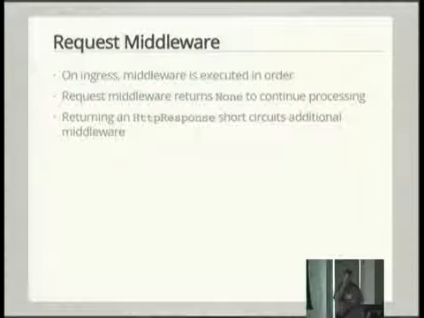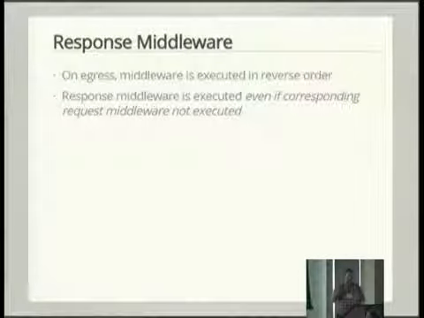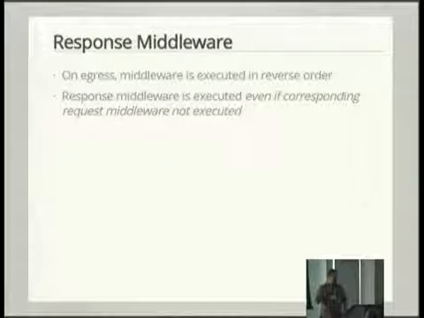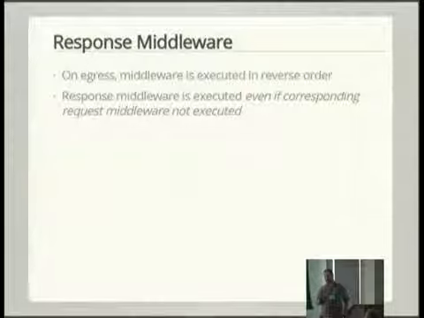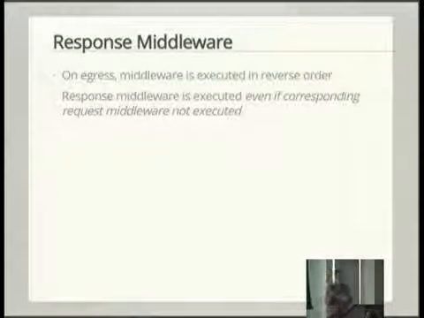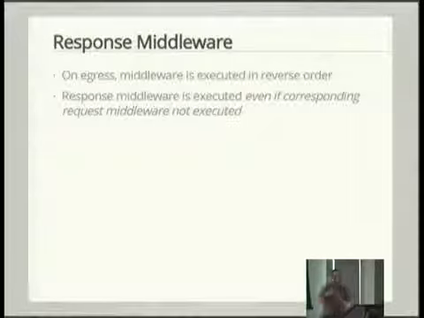But here's the gotcha, which is that on egress, when it's going back out, all of the middleware is executed in reverse order, even if the corresponding bit was not executed. So you look at it and you think, oh, there's symmetry, but there's implied symmetry, but it's not symmetry.